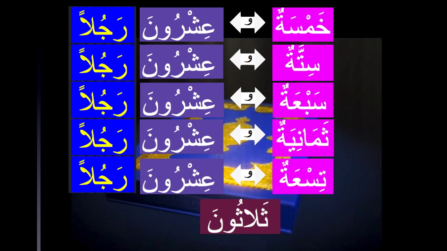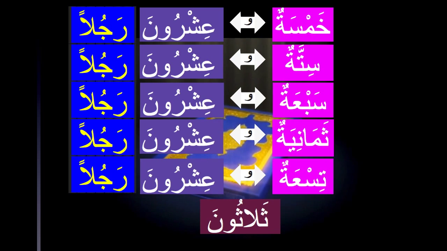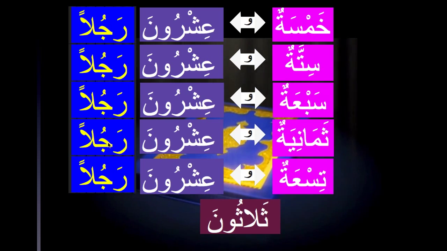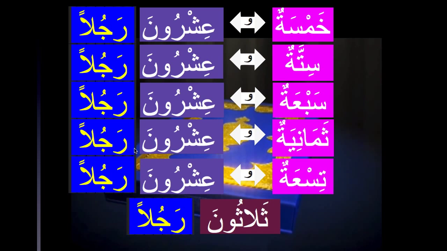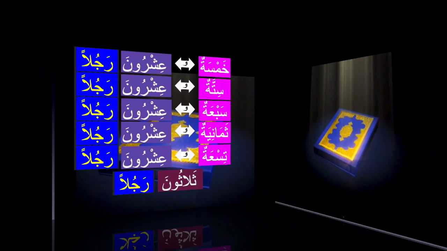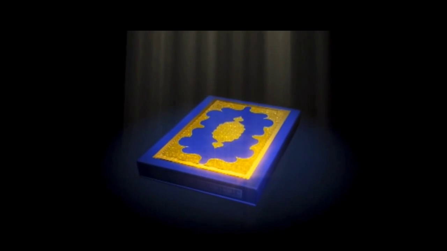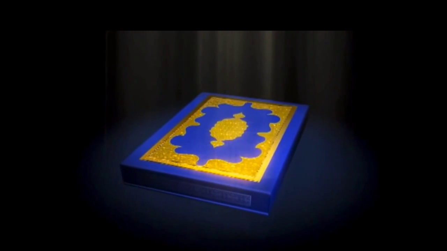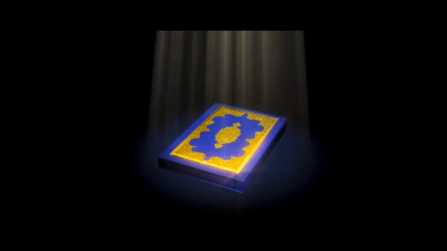They don't change for mudhakkar and muannas. The part starting from 3 will change the sequence, the gender depending on the ma'dud. So thalathuna rajulan, 30 men. So that's about numbers from 21 to 30. So we'll do again the muannas ma'dud in a future session, but today just keep it simple.